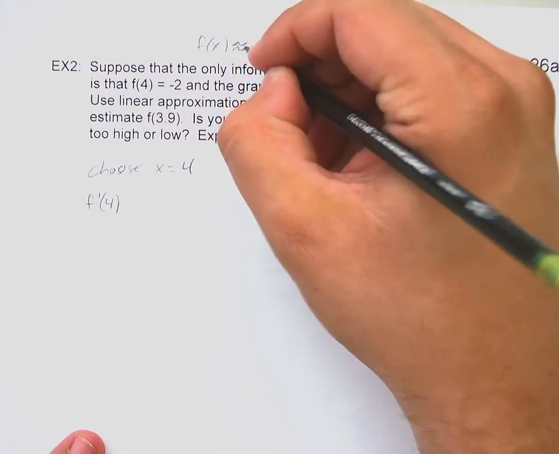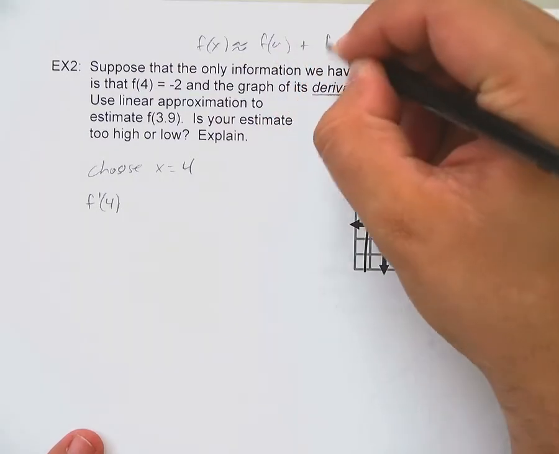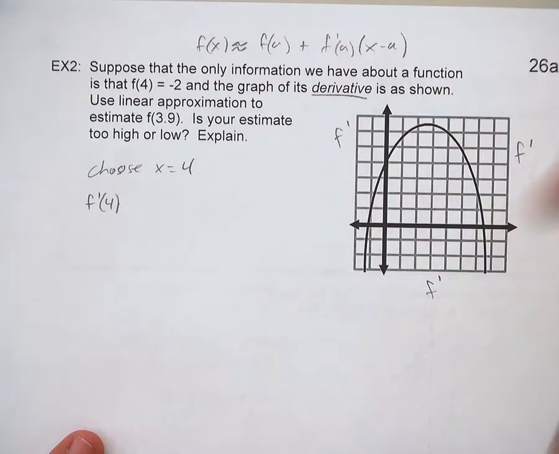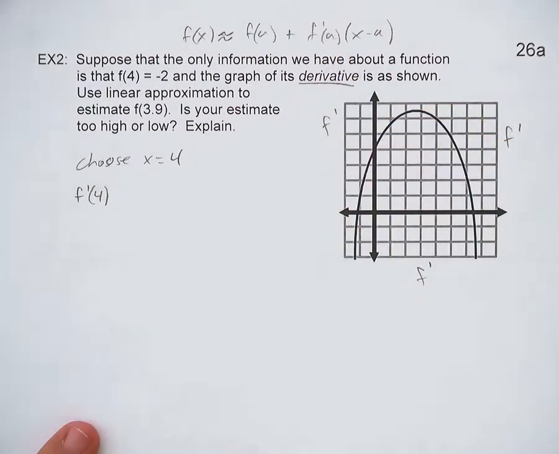is approximately f of a plus f prime of a times x minus a. So basically I'm using 4 for a, right? So I need to find f prime of 4. I'm also going to need to find f of 4, which thankfully they gave us.